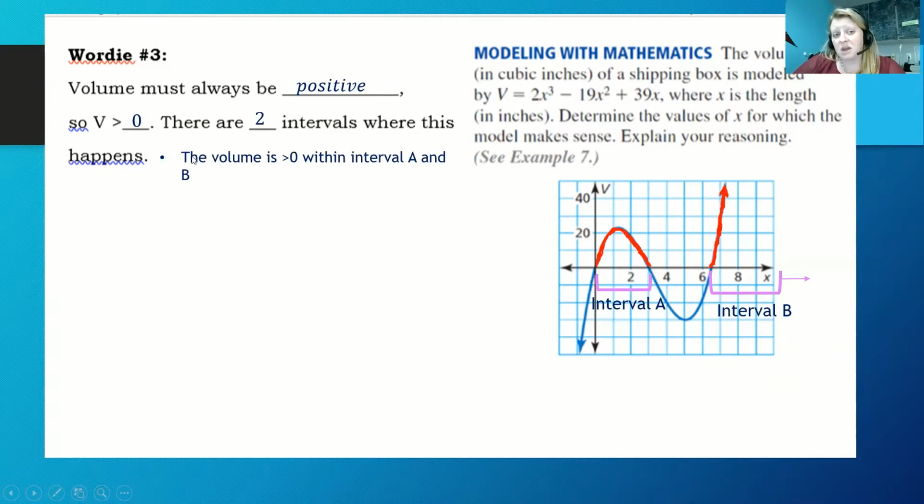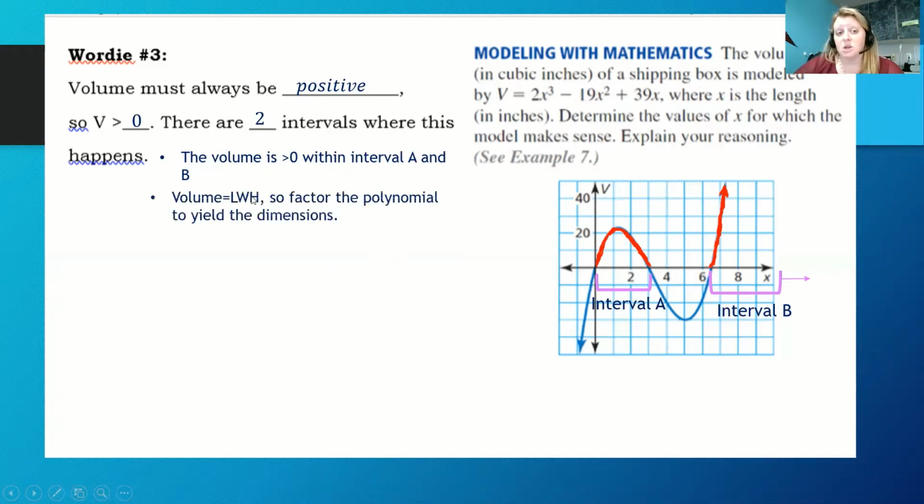So I just want to make a couple things aware to you guys. The part that's shaded would be above 0. That's within interval A and interval B. We're not going to reject interval A this time because these are positive X values and you can have positive length. So it's not going to be like the roller coaster problem where you can just say, oh, we're going to reject interval A. Interval A makes sense in this picture.